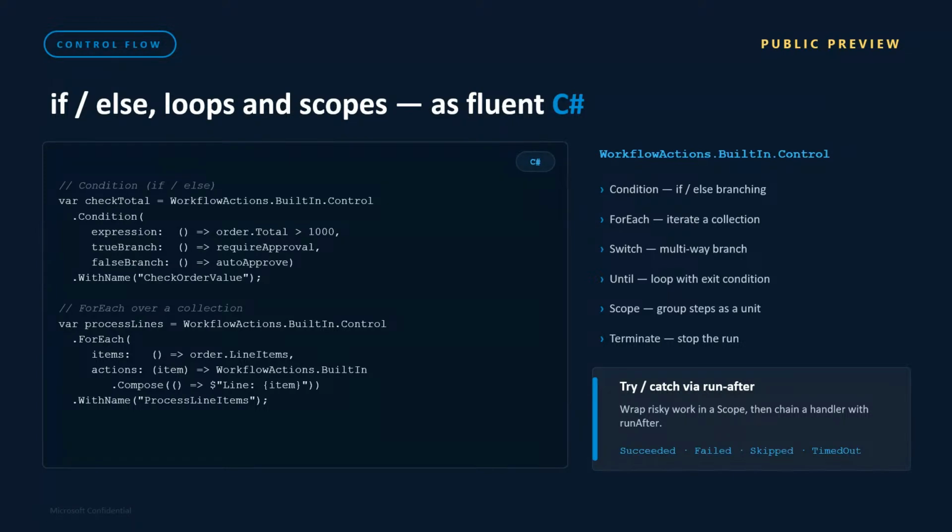So, for example, on my condition, because I have two branches, I have this expression, then the true branch, and then the false branch. On my for each, I don't have an expression, but I have a list of items that are going to iterate. So I have items. Then I have the actions that happen on each individual item. And here I can have, again, a sequence of components. That same thing would happen with switch, with until, etc.